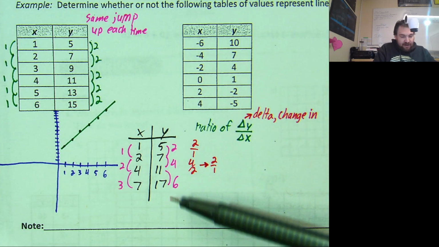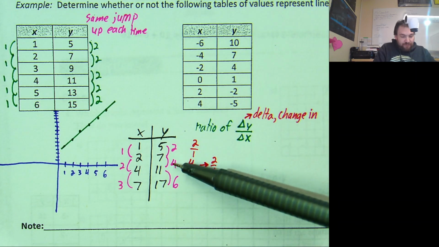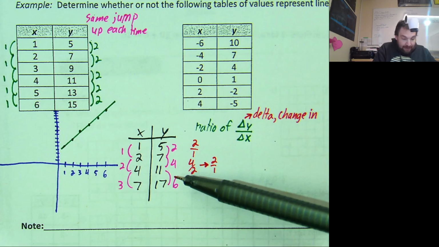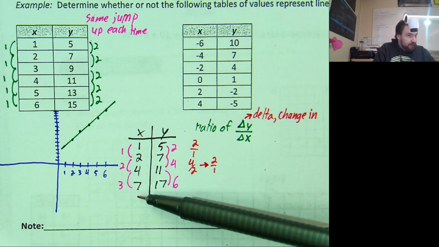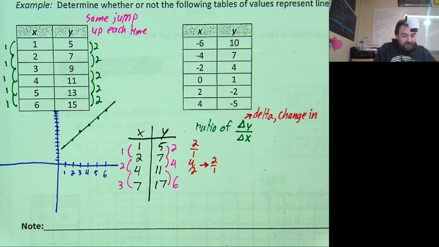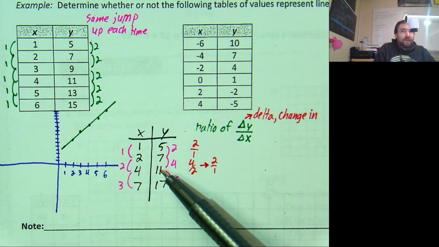How about this next guy here? I've got going from 4 to 6, and I'm going from 11 to 17, which is a jump of 6, and from 4 to 7, which is a jump of 3. So what's my change in y, going from here to here?